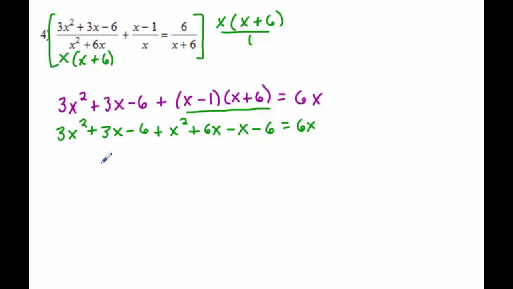Once we FOIL, we have a lot of like terms on the left side. 3x squared plus x squared is 4x squared. 3x, 6x, and negative 1x all add together to get 8x. Negative 6 and negative 6 is negative 12. And it equals 6x. So we're going to move the 6x over to the left side so that we can factor.